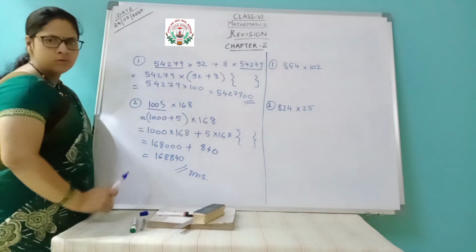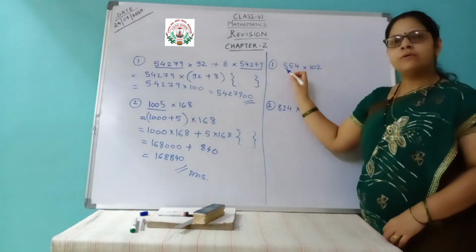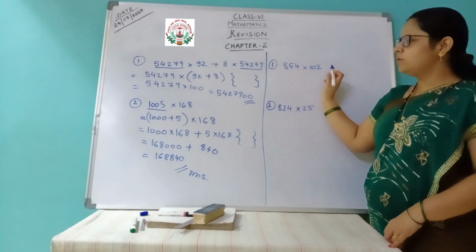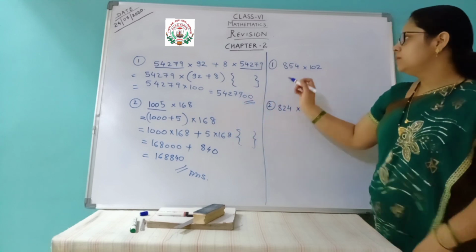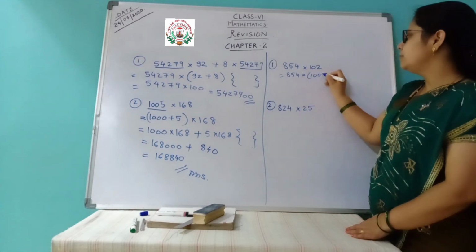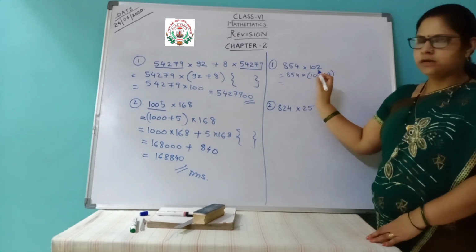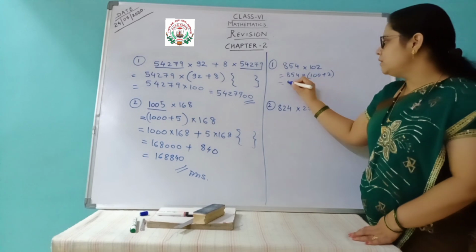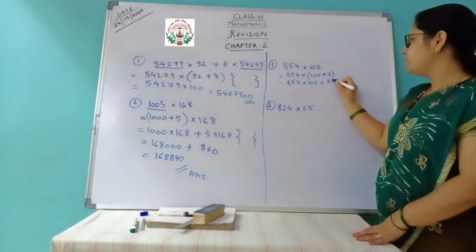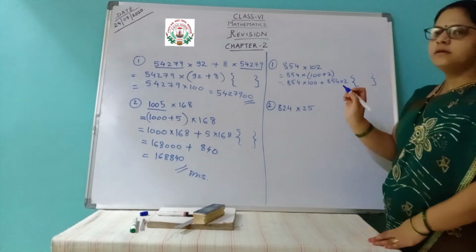In the same way you are going to do the further two questions given here. 854 multiplied by 102. We cannot do this easily, but 102 we can do easily just like 1005. So you are multiplying 854 by 100 plus 2. This is just the arrangement we have written here, so here you will not give the reason. You will give the reason in the next step: 854 multiplied by 100 plus again 854 multiplied by 2. Here you have separated, so here you will give the reason, distributive property.